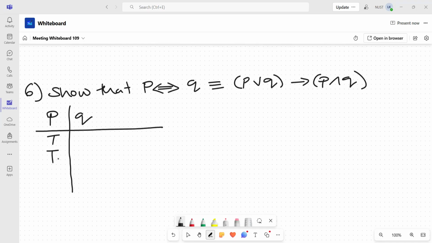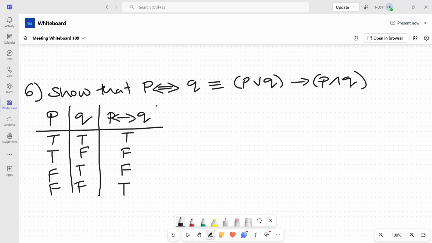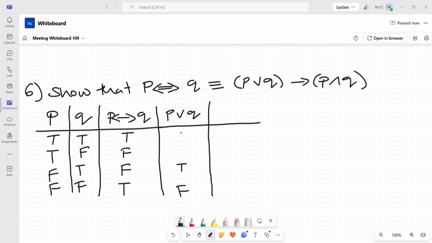So this is true, true, false, false. Can be true, false, true, and false. Okay, then we look at P if and only if Q. If they're both true, it's true. If one of them is false, then it is false. And if they're both false, then it is true. Okay, and now we look at P or Q. So P or Q is only false when they're both false. Otherwise, it is true.